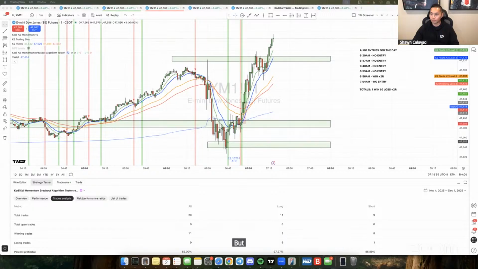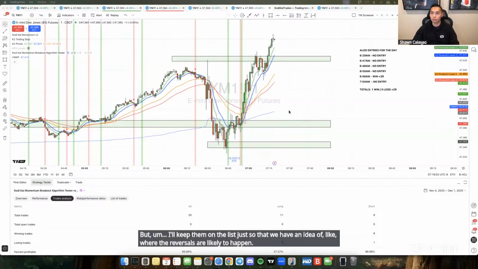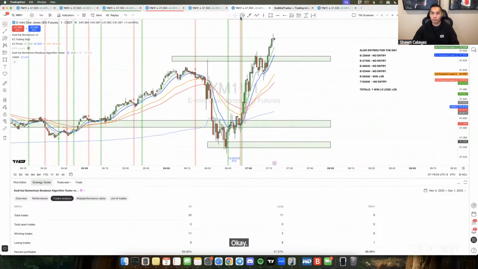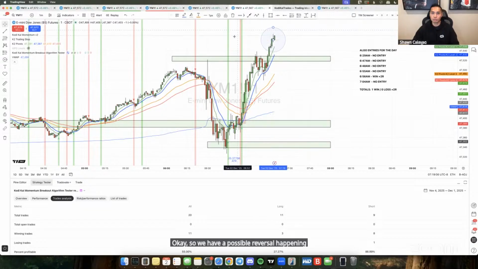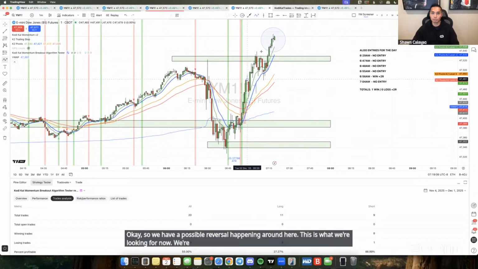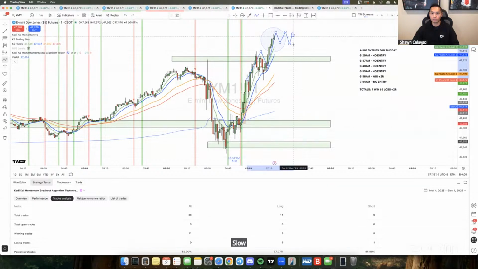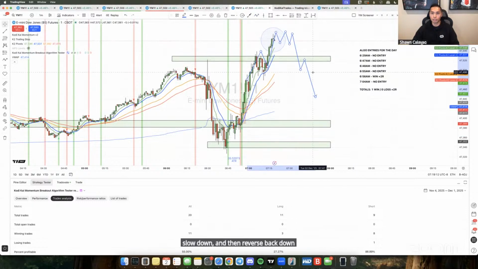But I'll keep them on the list just so that we have an idea of where the reversals are likely to happen. Okay, so we have a possible reversal happening around here. This is what we're looking for now. We're looking for price to push up, slow down, and then reverse back down to here, back into the range. This is the type of pattern I'm looking for to get into my next target entry.